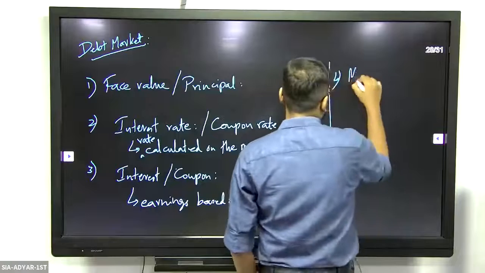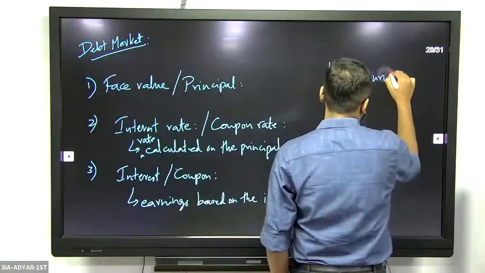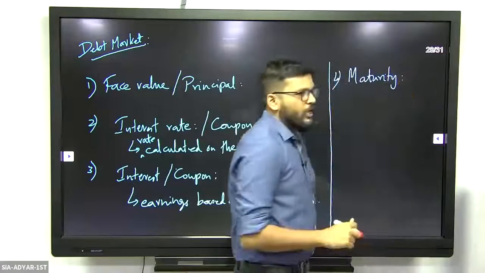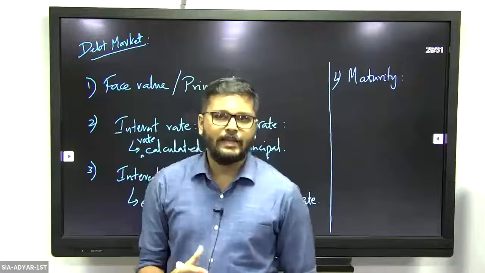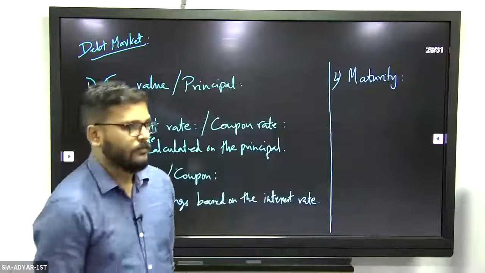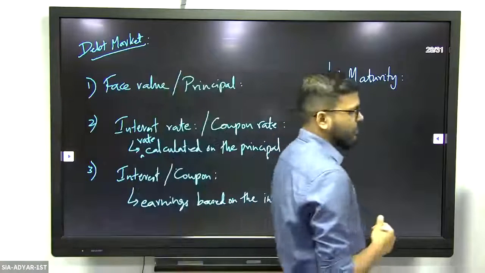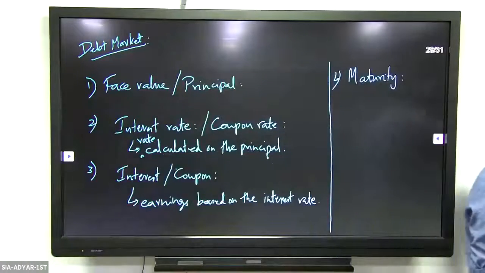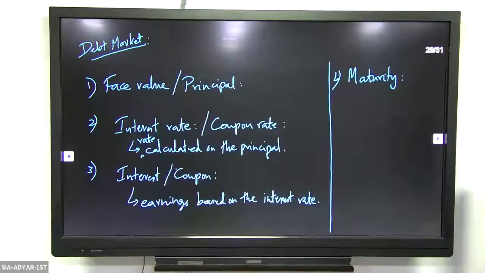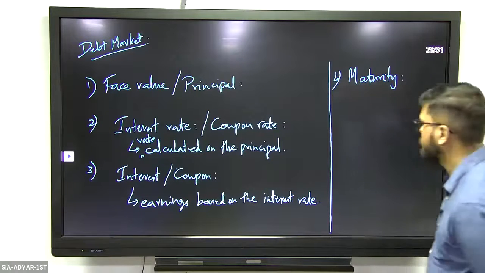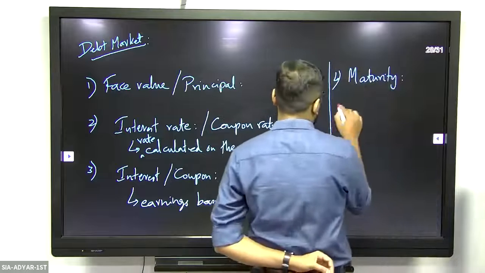Then we have something called maturity, the duration after which the principal and the interest would be paid back. Maturity is the duration, the term after which the principal and the interest will be repaid. That is maturity.